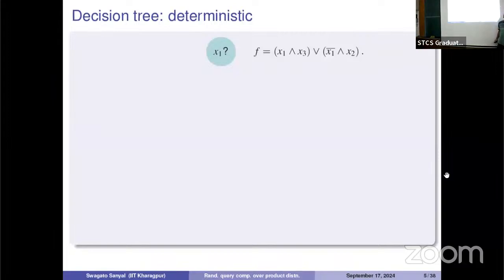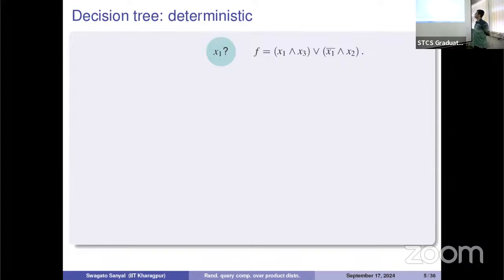So let me introduce the query model through an example. Let f be this 3-input Boolean function, and a query algorithm or a decision tree for f is an algorithm that, given an input bit string x1, x2, x3 in this case, computes f of x1, x2, x3. Let's denote the string by x, and the algorithm is given query access to the bit string. So the algorithm can query various locations of the string, and we'll assume that there is an oracle who answers those queries. So let's see an example.